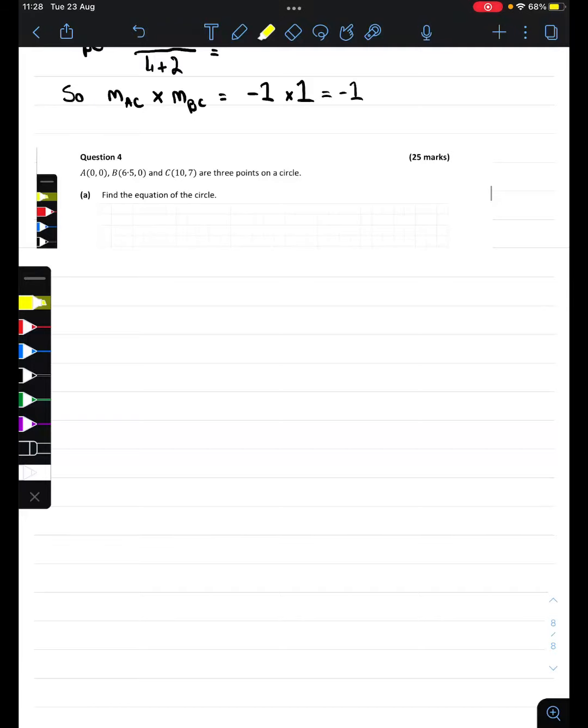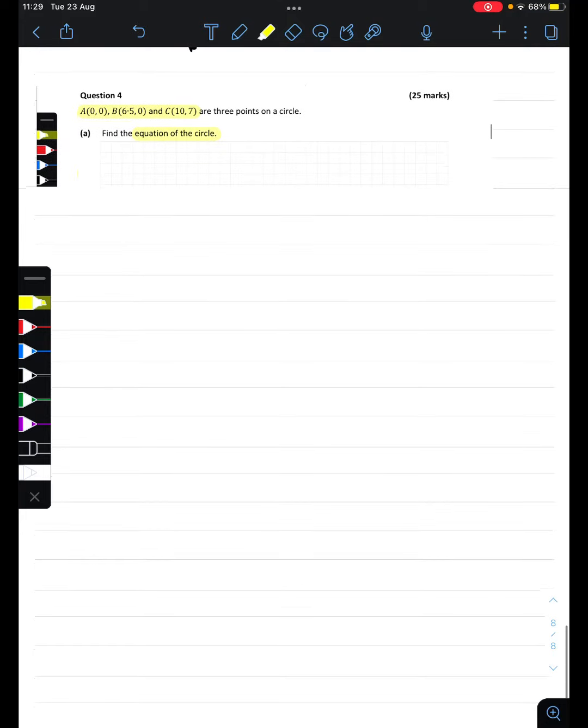Hi guys, today we're going to take a look at question 4 of the 2017 exam, paper 2. Okay, so the points A, B, and C are 3 points on a circle, and we want to find the equation of that circle. So straight away let's just get our points down.